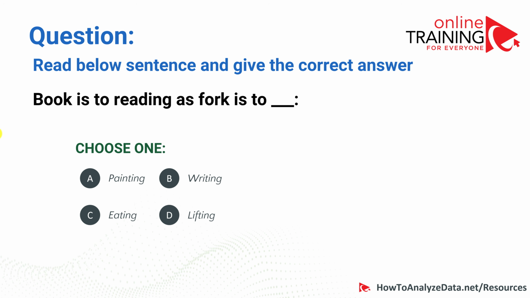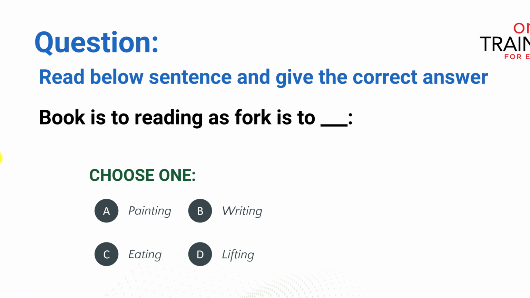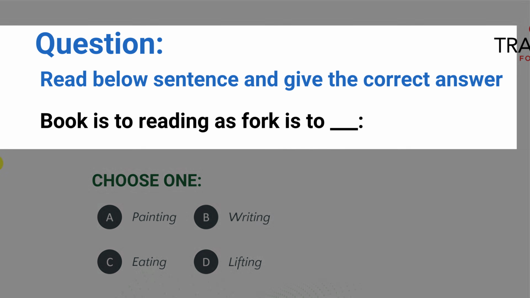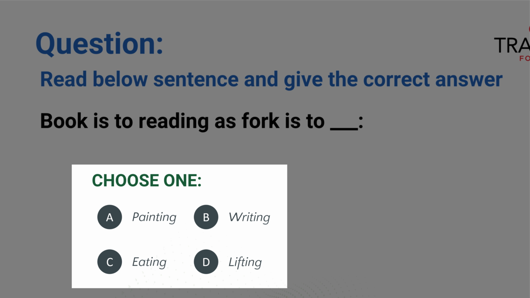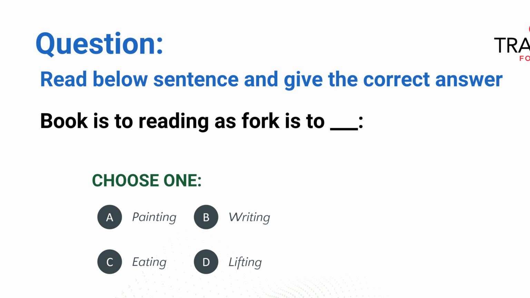Now let's look at the reasoning question where you need to complete the sentence. Read the below sentence and give the correct answer. Book is to reading as fork is to, and then you need to pick one of the four choices: painting, writing, eating, and lifting. So what do you think is the right choice?